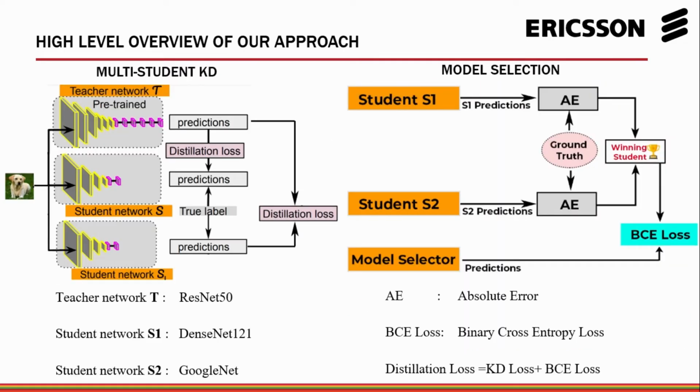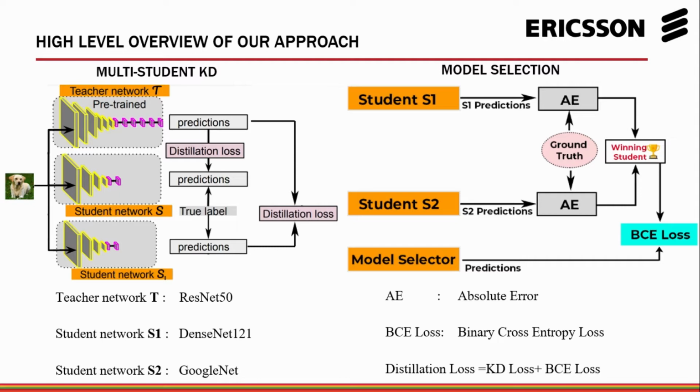The traditional student-teacher pipeline has a teacher model that effectively distills the knowledge to a given student model. But in our initial observations, we find a problem with this pipeline. A given student model cannot work well in all kinds of data geometry. So here we propose a novel architecture called a multi-student knowledge distillation model.